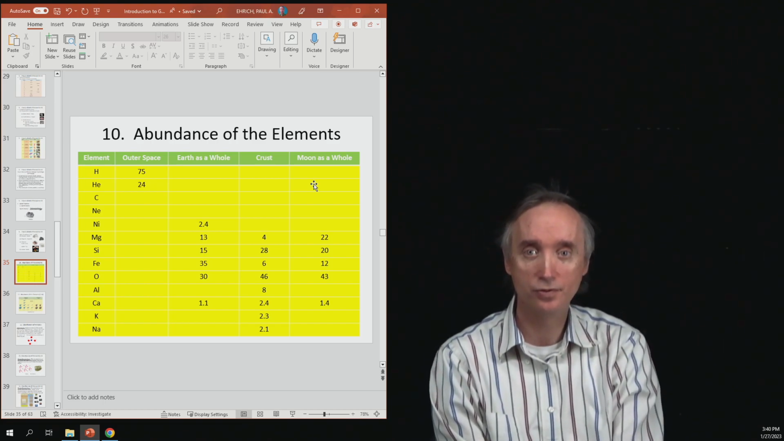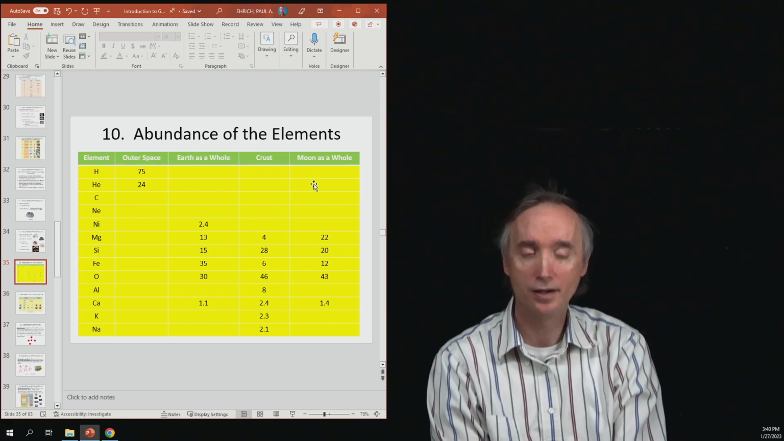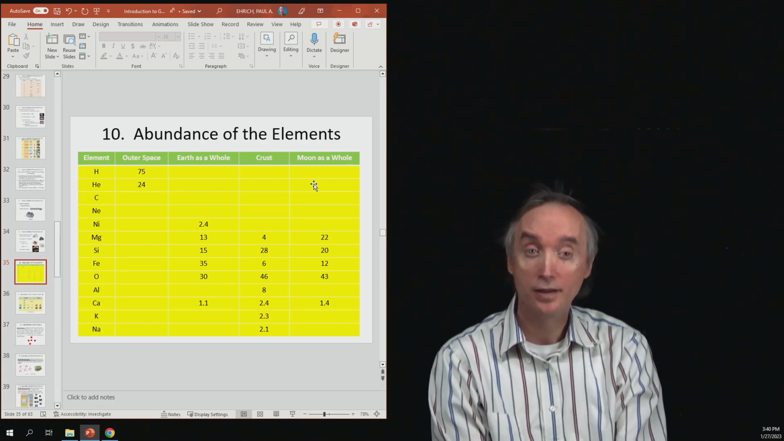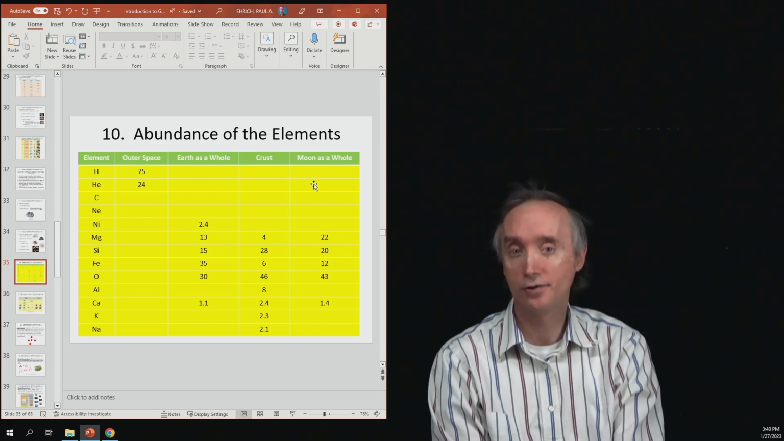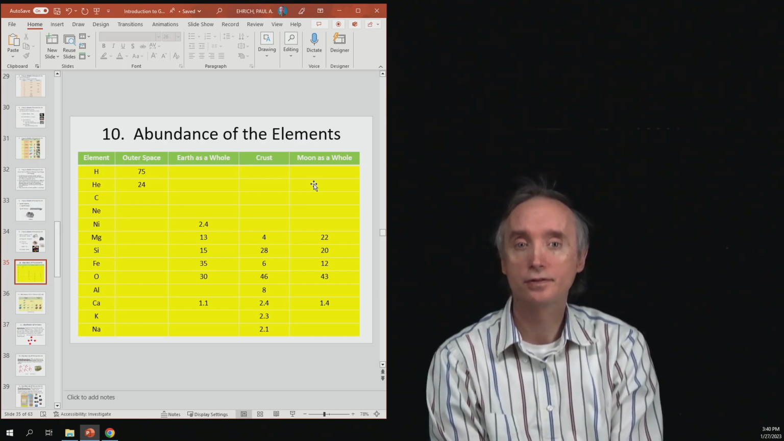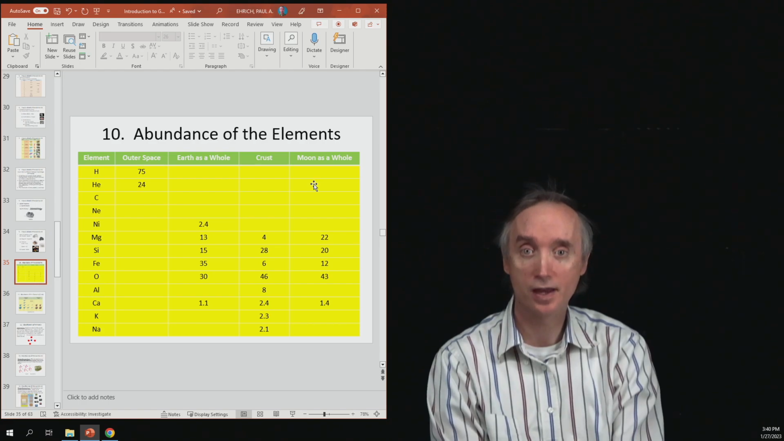So if you put those two numbers together, you notice that it's like 99%. So 99% of the universe is hydrogen and helium. And then there are other elements in outer space, it's just that there's not as much as there is hydrogen and helium. Now let's look at the Earth as a whole, which has the same composition as an asteroid.